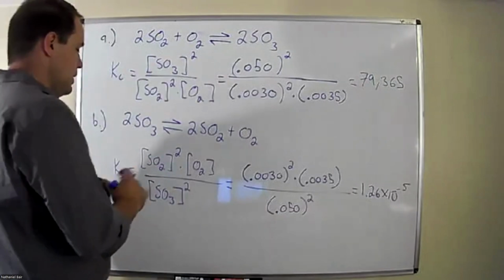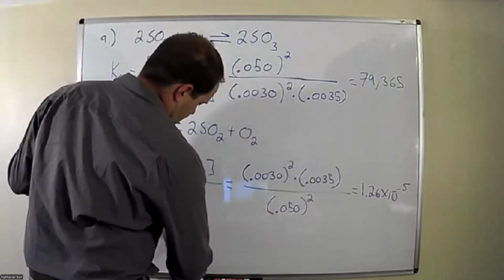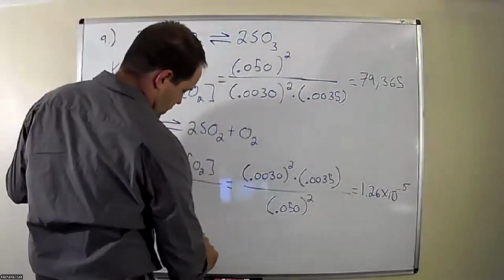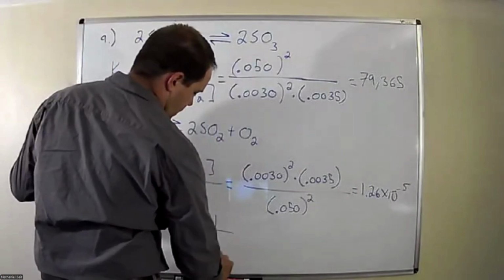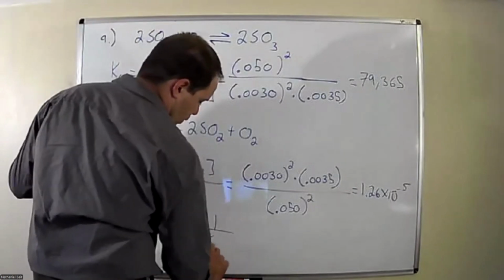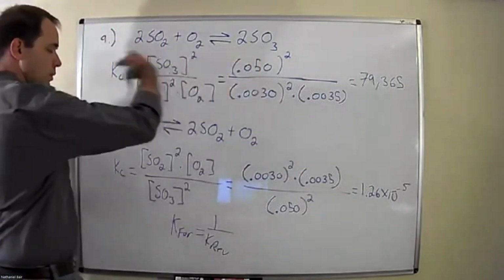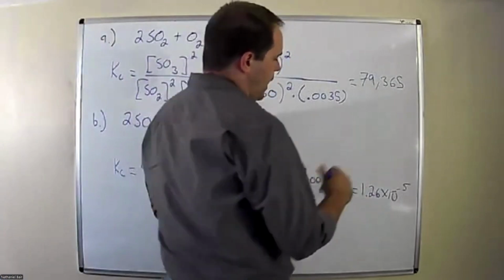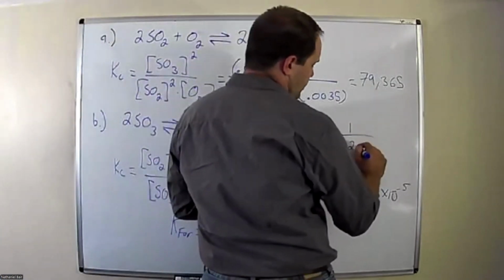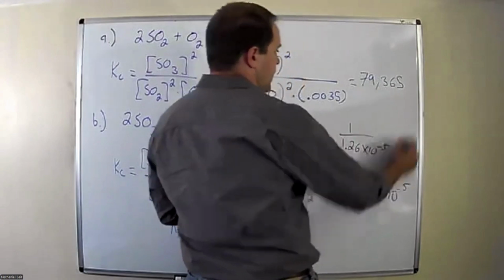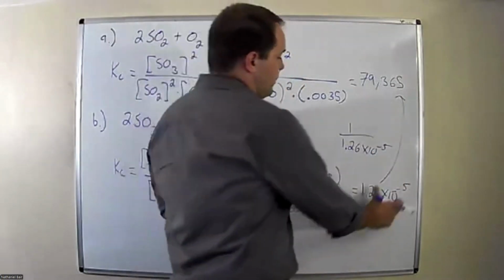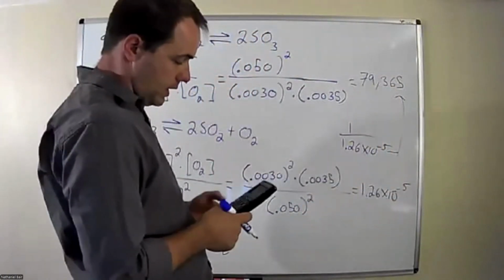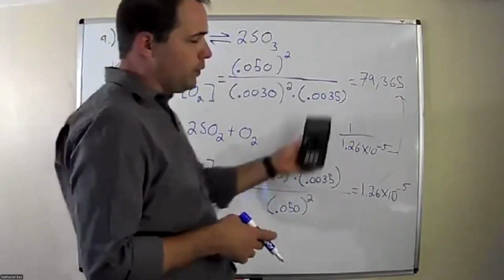So let's prove this. Here should be the relationship. The equilibrium constant for the forward reaction, we'll call this one the forward reaction, should equal 1 divided by the equilibrium constant for the reverse reaction, for the opposite direction. So let's prove that. Doesn't matter which. Okay, let's do 1 divided by 1.26 times 10 to the negative fifth. And if we do that, 1 divided by that number should give us the 79,365. So we're taking the inverse of this number, and we do indeed get that.